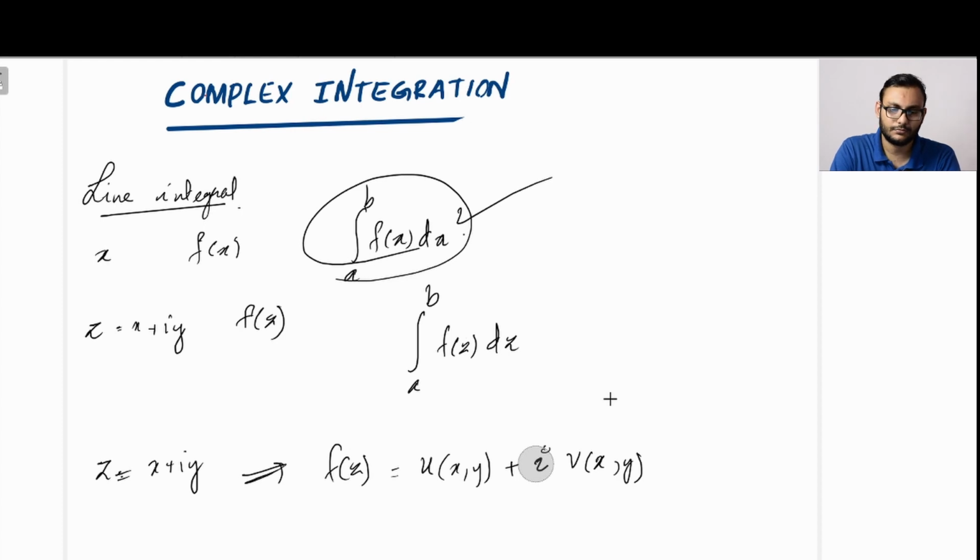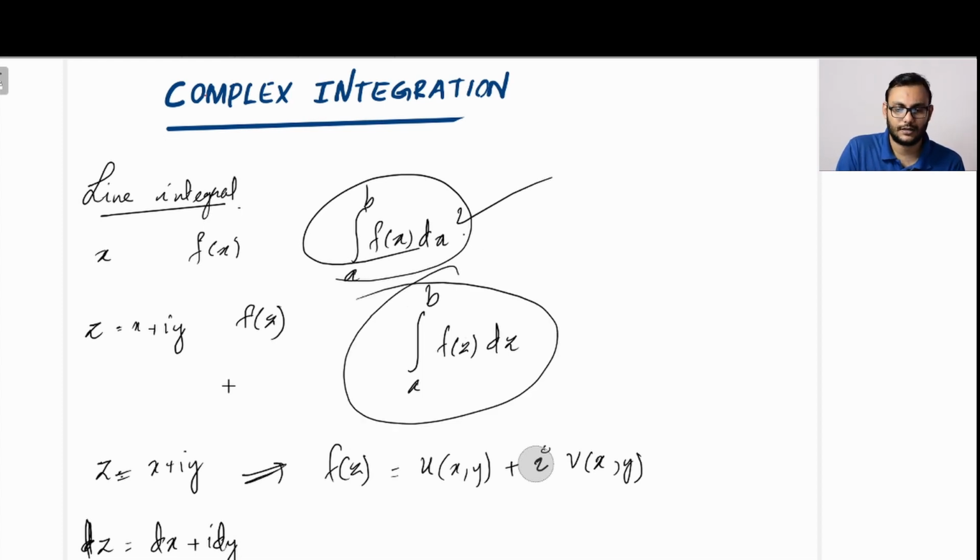Now we know that z is equal to x plus iy, then obviously we can find the differential dz is equal to dx plus i dy. We can use this result to evaluate this integral. Okay, now let us find how we can find these kinds of integrals.